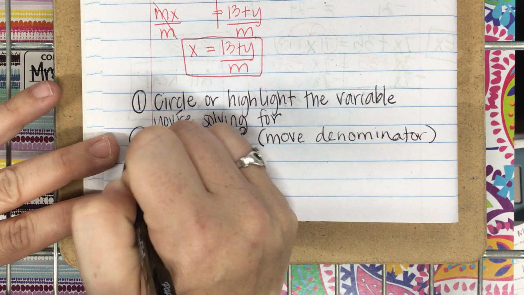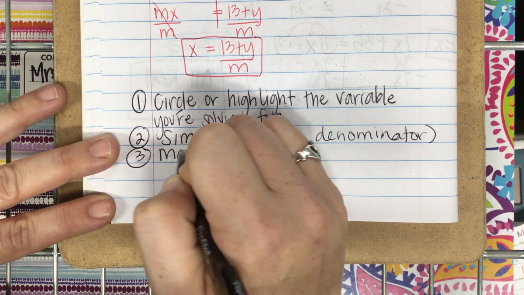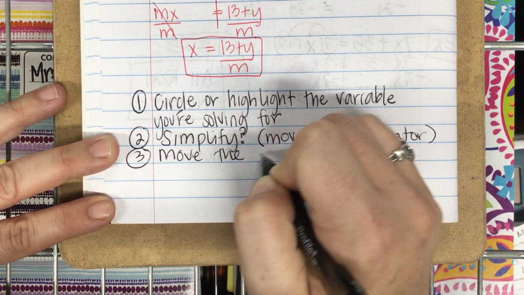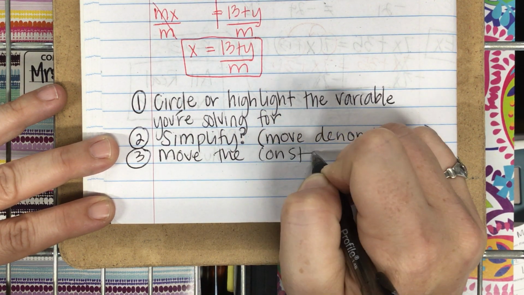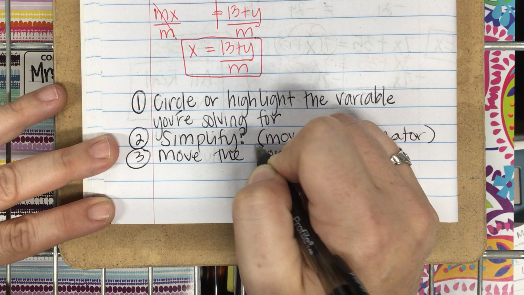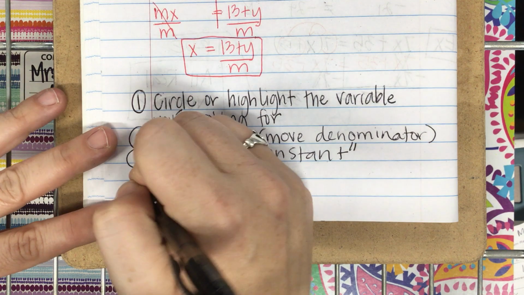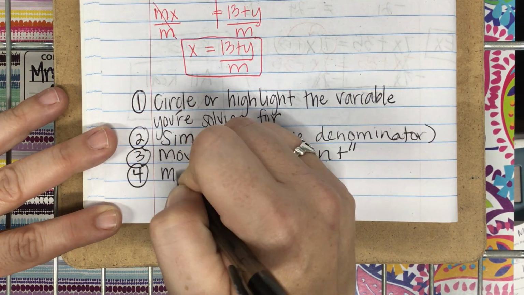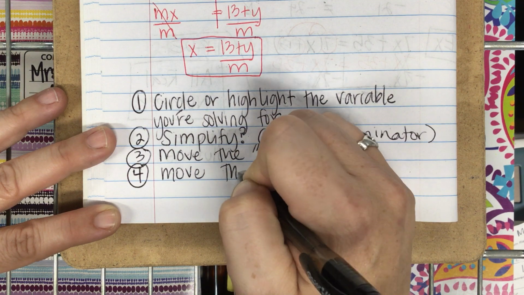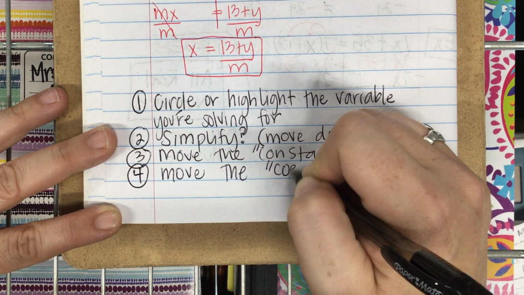And then, same old, move the constant. I'm going to call it a constant. It's not really a constant because a constant is a number, and we're probably going to have a variable. And then we're going to move the coefficient.